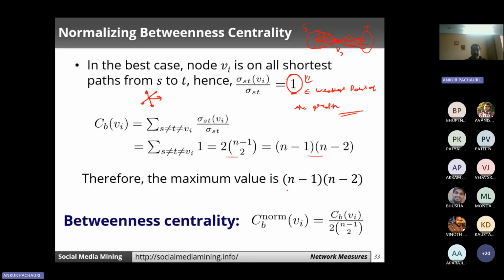So this is the normalizing factor for the betweenness centrality. So CB norm will be CB of Vi divided by 2 times n minus 1 choose 2.